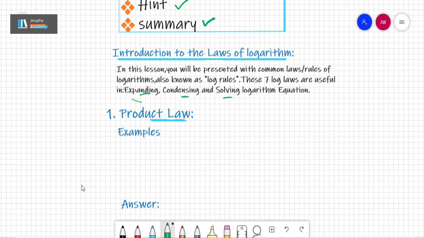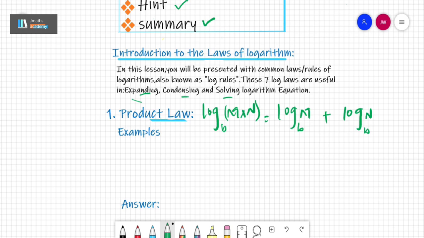Alright, here's our first law, which is the product law, and it states that the logarithm of m multiplied by n to base b can be expressed as the logarithm of m to base b plus the logarithm of n to base b. So here are some examples for you.